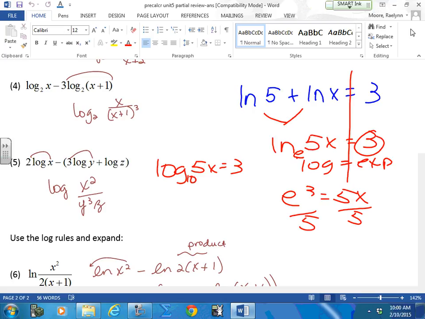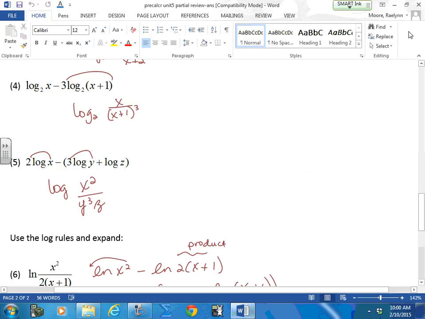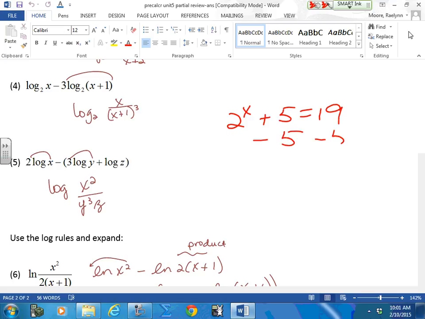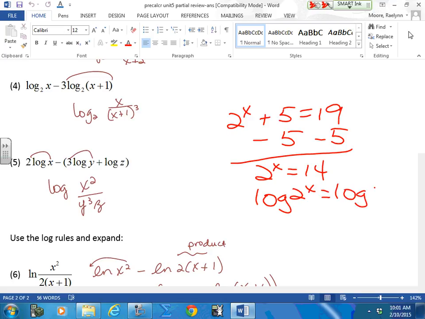Okay, one more. Guys. How do I solve this? You have to use a log to bring down the exponent, but before I do that, what do I have to do? Subtract 5. Now I can take the log or the ln of both sides. It doesn't matter. Bring down your exponent. Those are your 3 types of log equations.